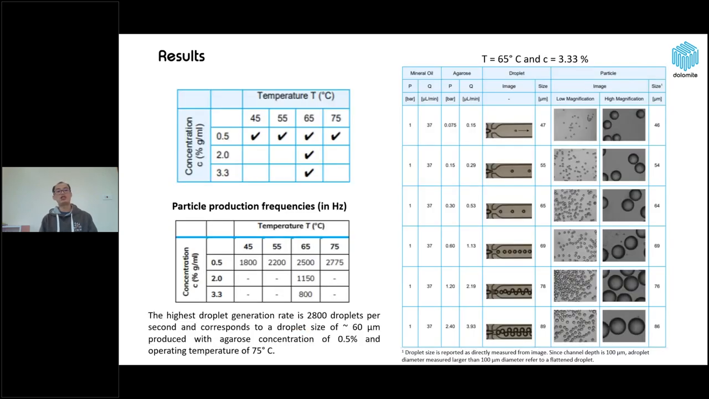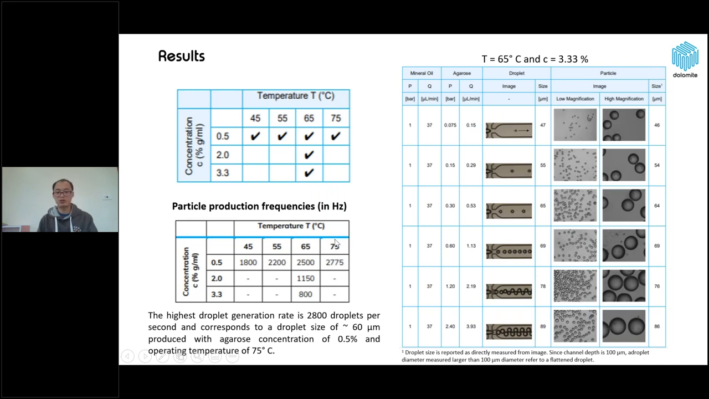Okay, so this one shows some results that can be obtained with the experiment. Four temperatures were tested, from 45 to 75 degrees C, with three different concentrations: 0.5, 2, and 3.3. This table shows the particle production frequency in hertz depending on the temperature and concentration. As you can see in this table, the highest droplet generation rate is 2800 droplets per second.